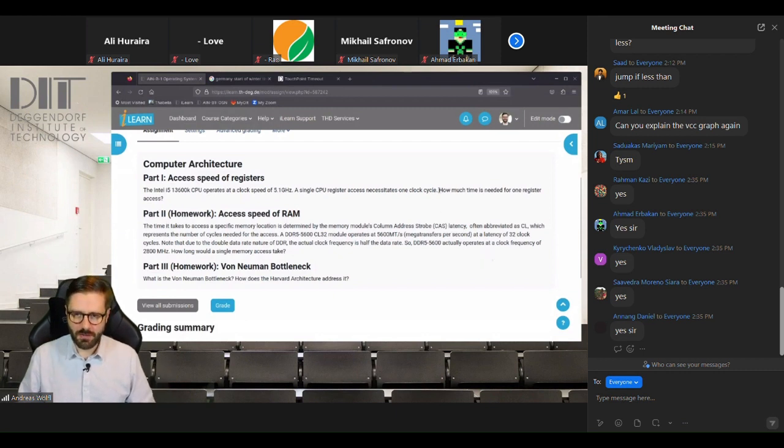And the question now is, how much time is needed for one register access? How much time in a sense of a time unit? So how many seconds or milliseconds or microseconds or nanoseconds or picoseconds it requires, actual time unit, in order to access one register. Before that, gigahertz means there's the same factor as we saw before in data sizes.